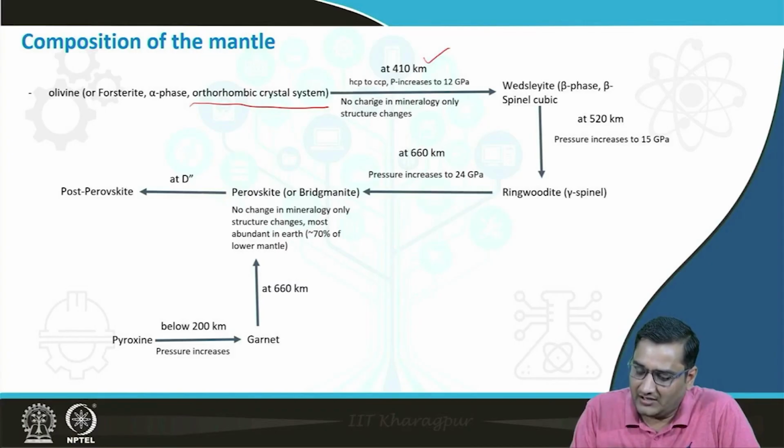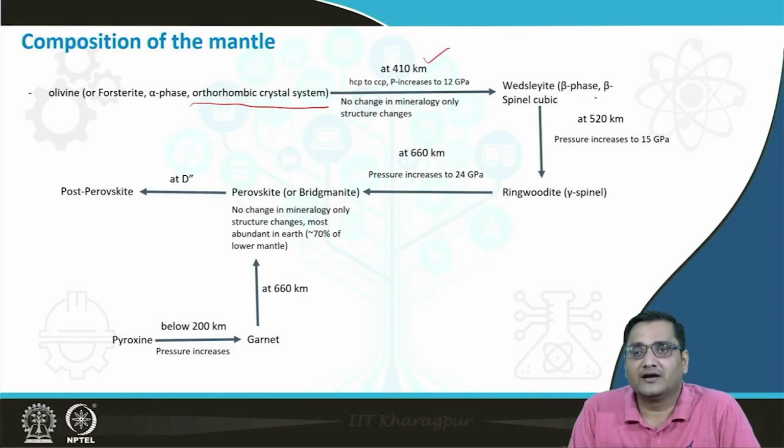Because the pressure at the 410 kilometer discontinuity is around 12 gigapascal, which is a huge pressure, that alpha phase of the olivine in the form of forsterite changes to wadsleyite, that is the beta phase, also known as beta spinel cubic. One thing must be remembered: we are not having any change in the chemical composition of these crystals, only the structure is changing.